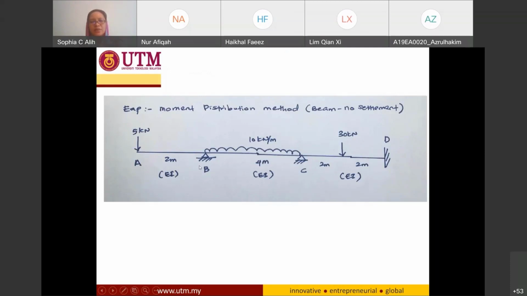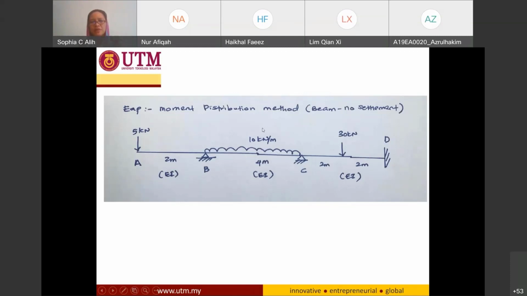So in this example, you have a continuous beam which has a cantilever at point A with a 2-meter span between point A and support B. Support B is a pin support, support C is also pin, and support D is a fixed support. You have a 30 kilonewton point load at mid-span of span CD, and a 10 kilonewton per meter uniform distributed load on span BC. This one is 4 meter, this one is 2 meter, and the material properties for your beam are all the same, so you have EI.